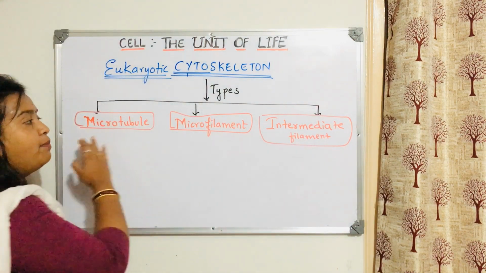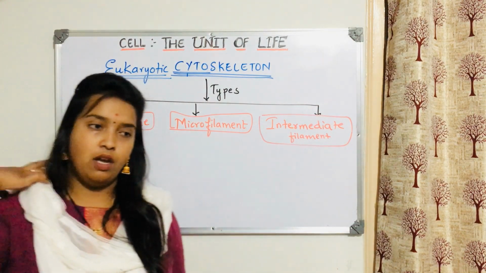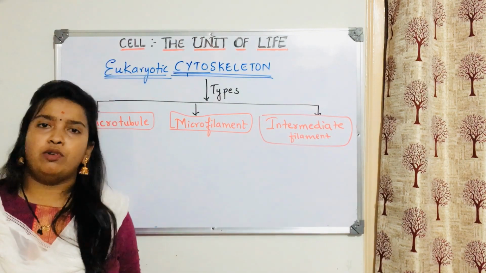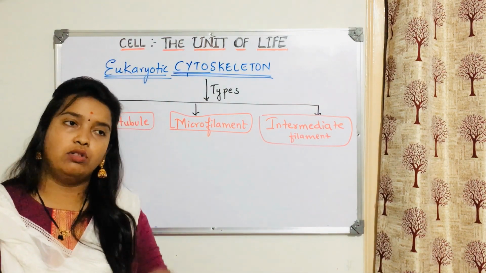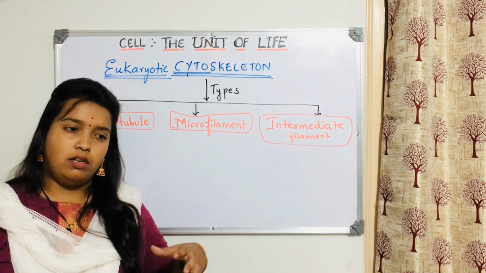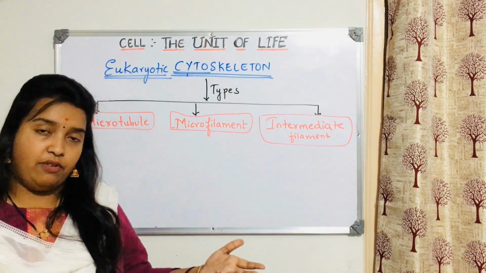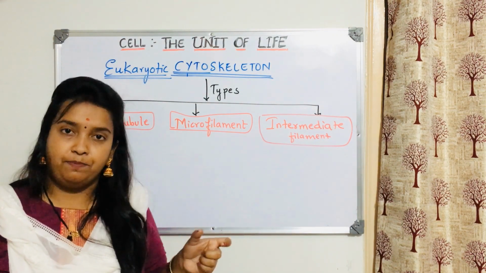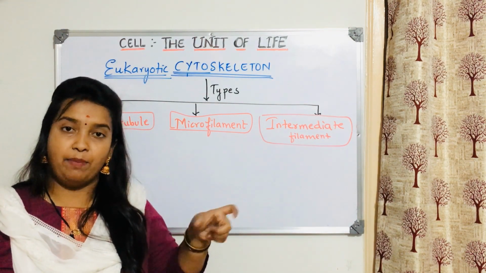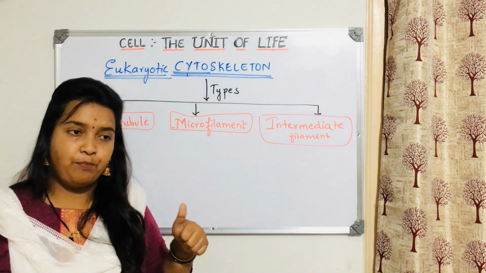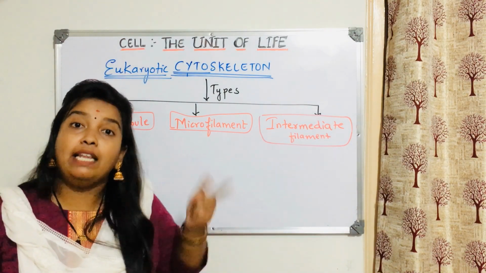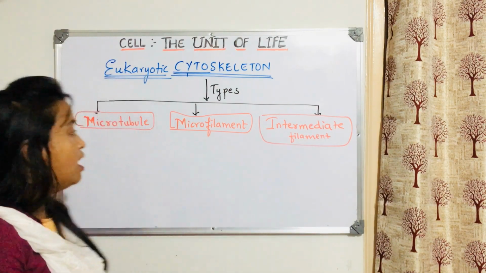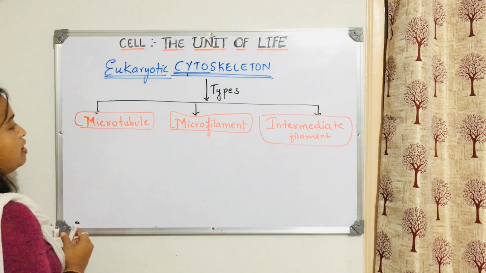Now, all these 3 are different. Why are they different? Because their function is almost the same. We have seen the functions. All those functions are the same. Where they function, sometimes that differs. And the main difference of these 3 is the diameter, the size. First thing is size. And second thing is what protein they are made up of. So that we will see here, and then we will see everything in detail.